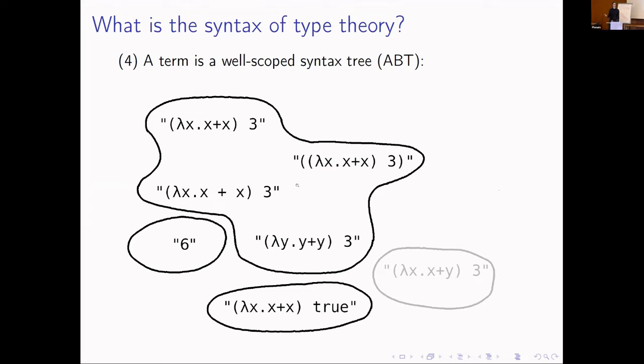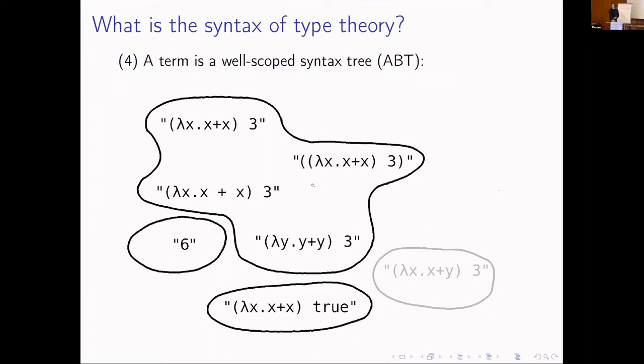One way to make this formal is to say that in an abstract binding tree, we have a collection of trees for each natural number, which tells us the number of possible free variables in that term. Then variables are denoted by natural numbers up to that number. And this way, these are exactly the same.